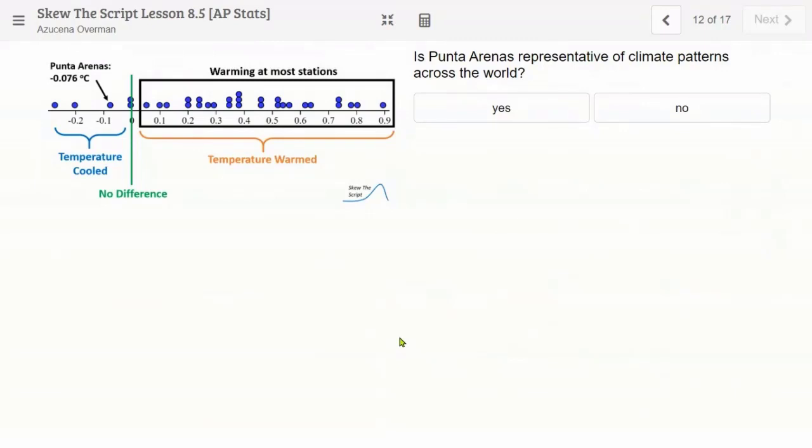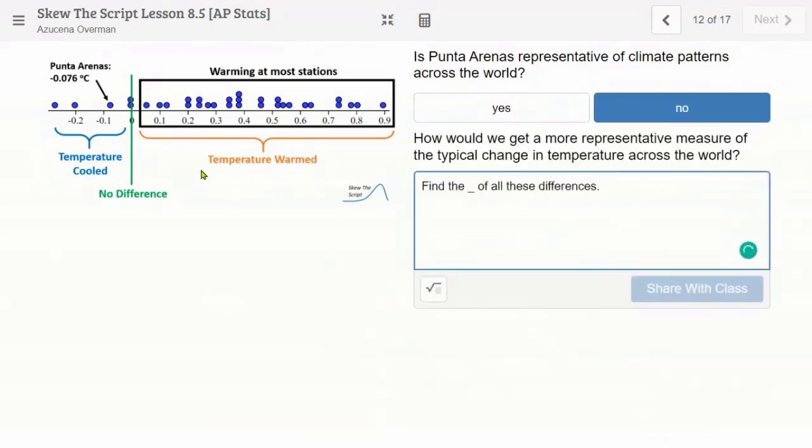What we're really trying to figure out here is whether what we're seeing is really unusual. So in this case, we're just looking at the estimate for the changes here. So is Punta Arenas representative of climates around the world? What would you say? I would say no. Right? Looks like your median of these is closer to this. Well, how would we get a more representative measure, the typical change in temperature across the world? I probably actually would prefer the median.